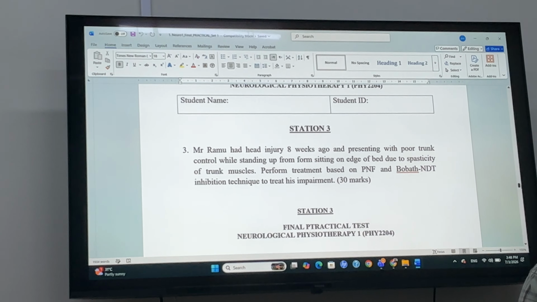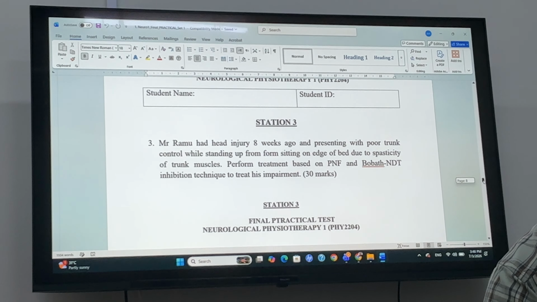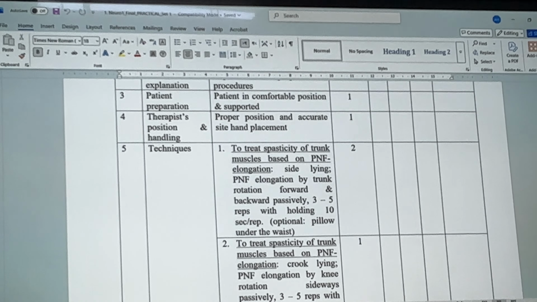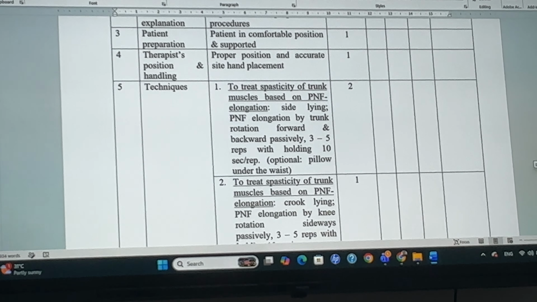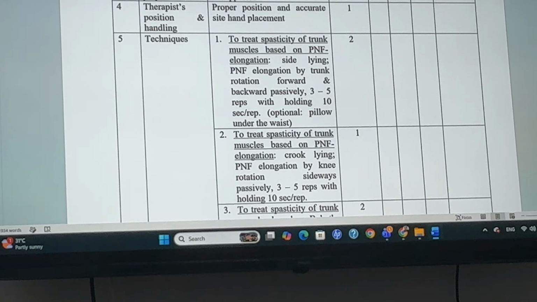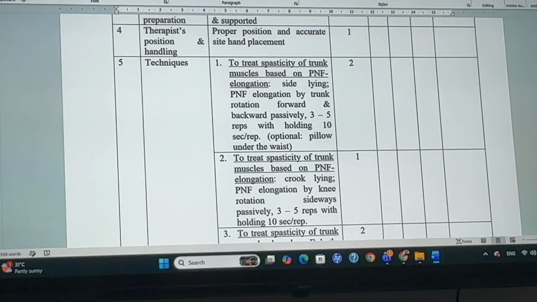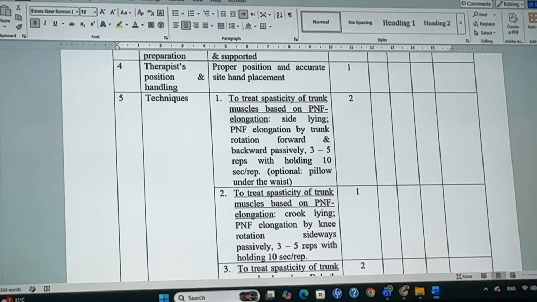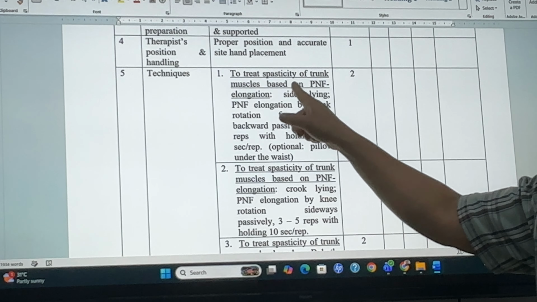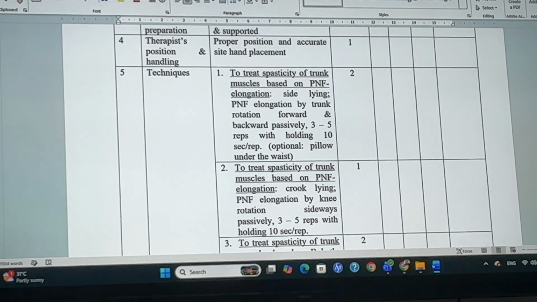So how are you supposed to answer this one? Okay. So we know that the causing factor is actually spasticity, or hypertonus. Okay, hypertonus. So what you can do is treat based on PNF elongations.